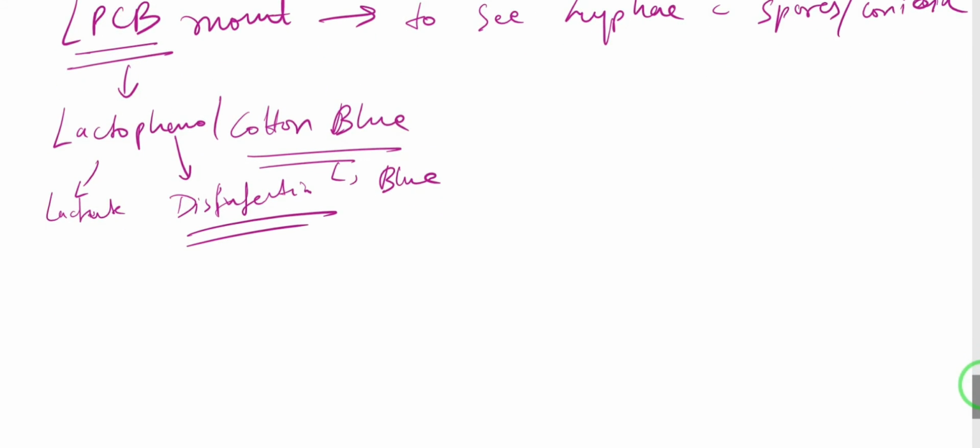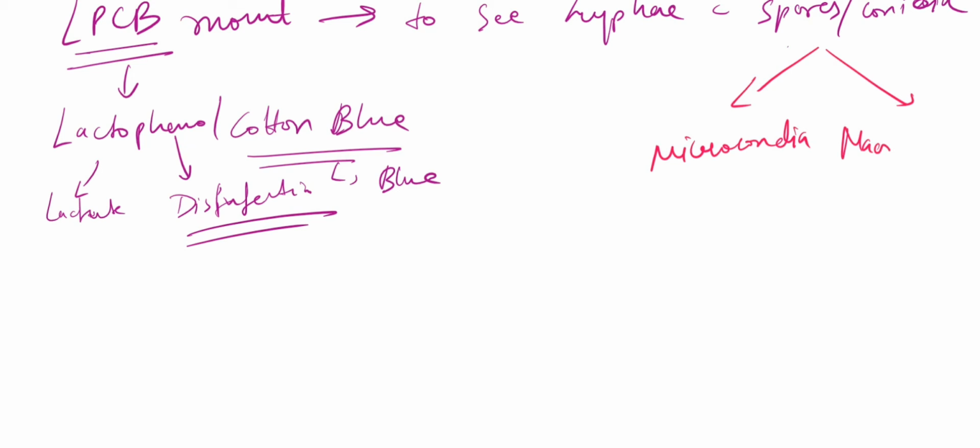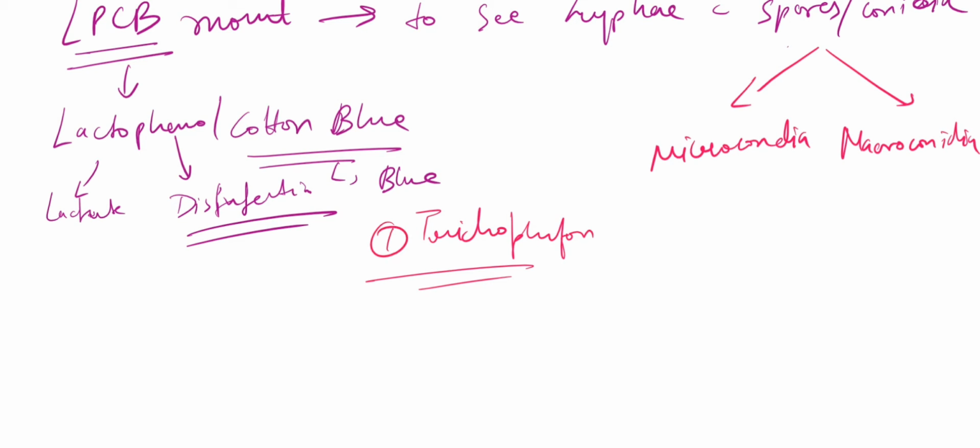In case of Trichophyton, we are going to see two types of spores mainly: microconidia and macroconidia. In case of Trichophyton, we will see a lot of microconidia. Macroconidia may be absent, or if they are present, they are going to be very few, and when they are present, their shape is pencil like. So they would look something like this.